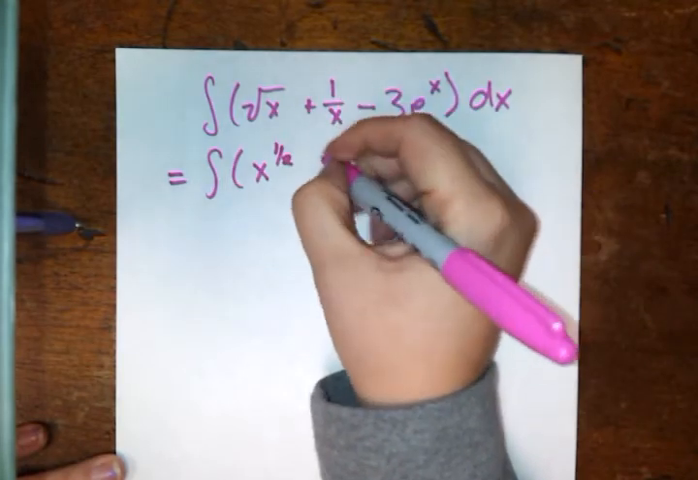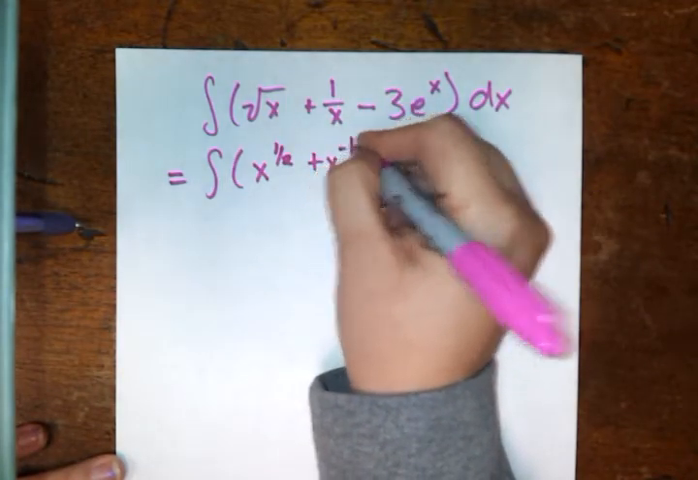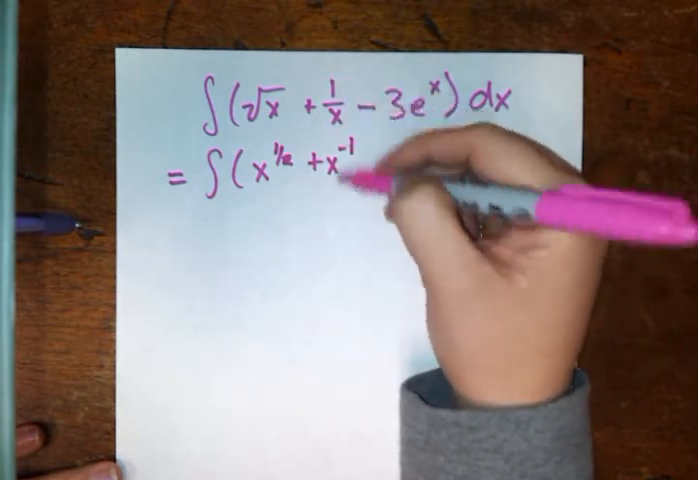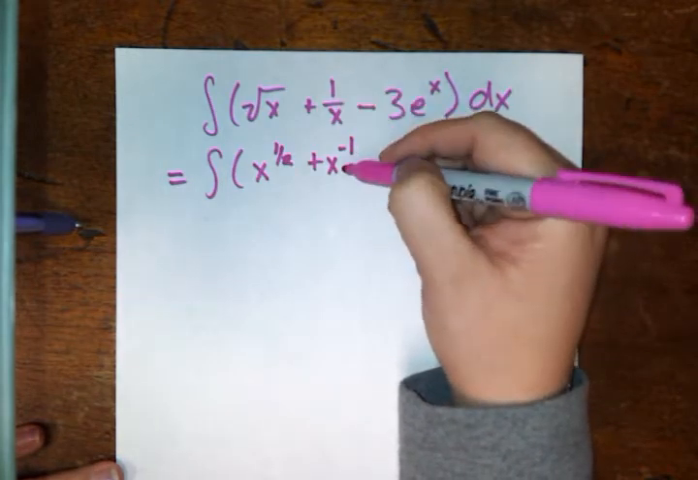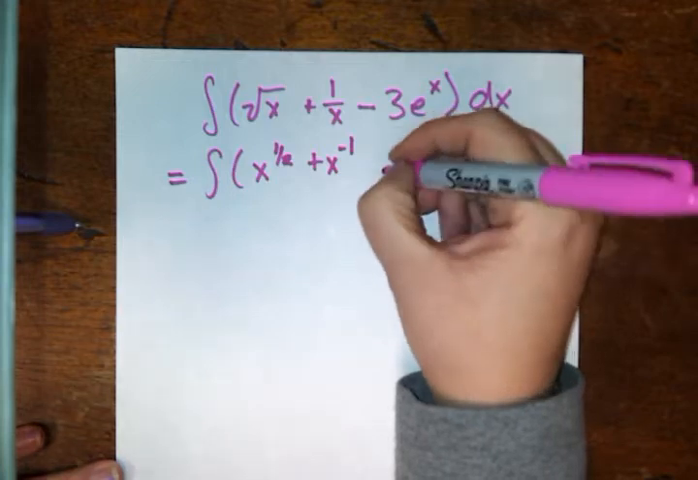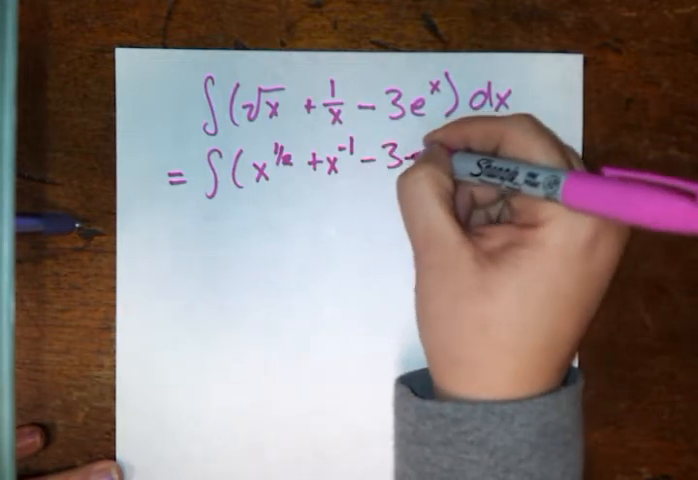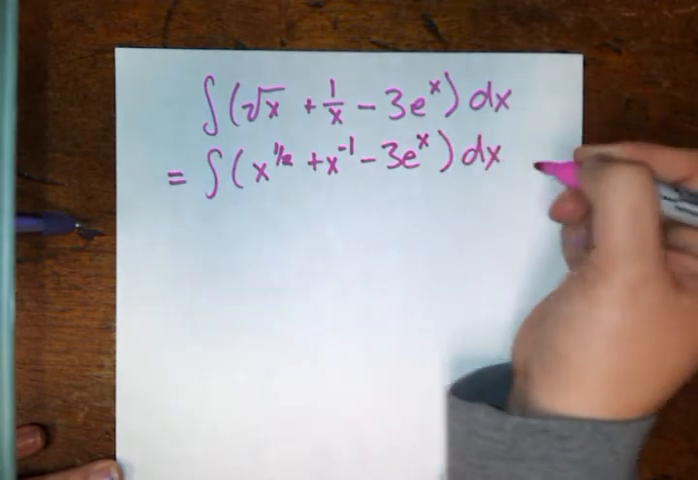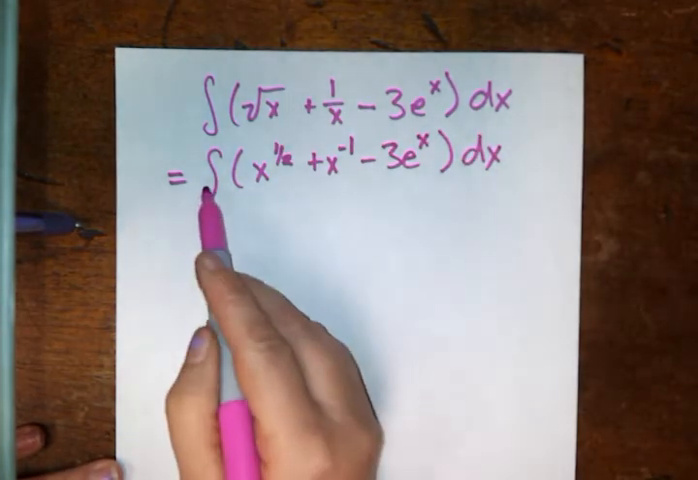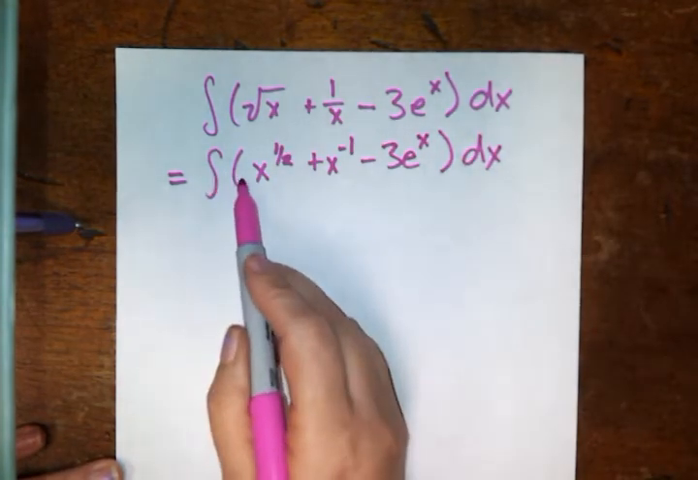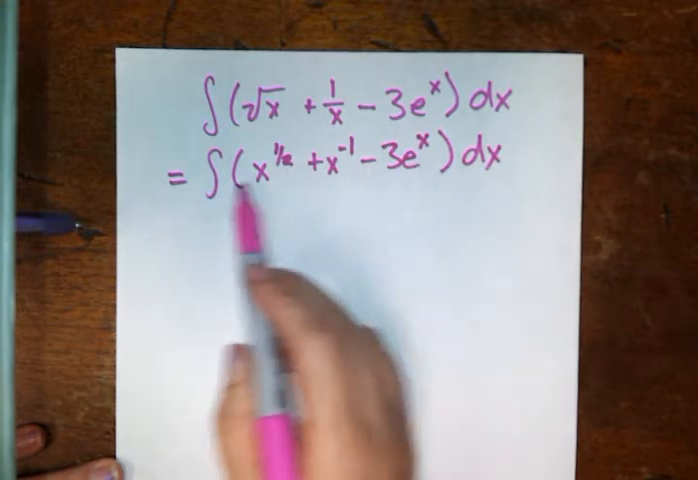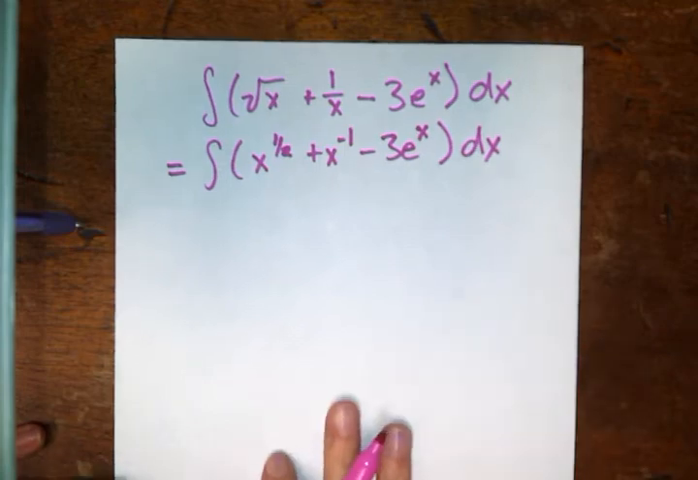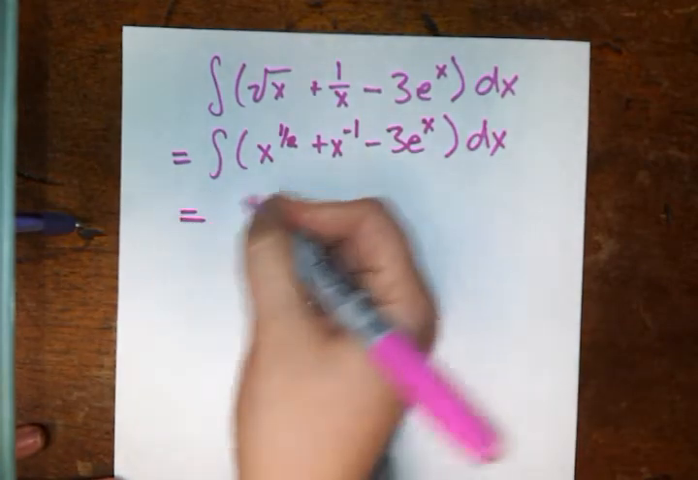This we can leave as it is, or we could do x to the -1. The rule on Moodle that you guys talked about works for this. It works either way. If it's 1 over x or x to the -1, it's the exact same thing. And then 3 times e to the x with respect to x. I'm taking an integral and adding a bunch of things together, so that's the same as just adding the individual integrals together. I don't have to rewrite that. So let's just do it.